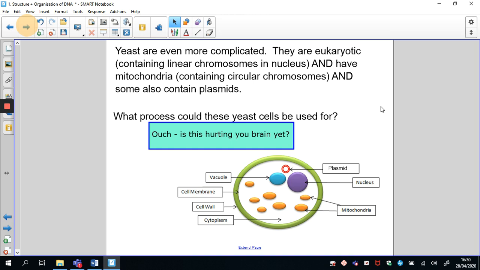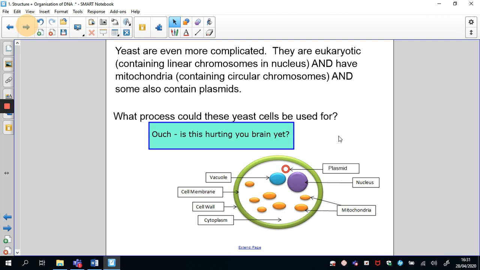Then yeast, just to be annoyingly complicated, are eukaryotic. So they've got linear chromosomes in their nucleus, and they've got mitochondria, which have got circular chromosomes inside them. But some of them also contain plasmids. They're just being greedy. They've got linear chromosomes in their nucleus, circular chromosomes in their mitochondria, and in their cytoplasm, some of them, not all of them, will have plasmids.